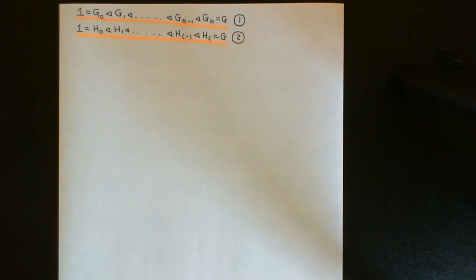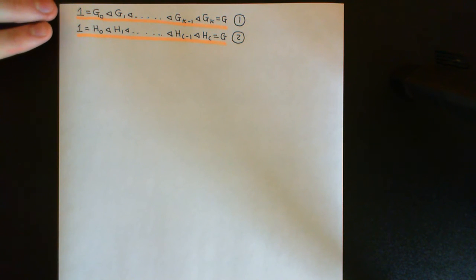Welcome back to this next video in which we are discussing composition series and the Jordan-Hölder Theorem. So we're currently in the process of trying to prove part 2 of the Jordan-Hölder Theorem, which remember says that if we have a finite group and we have two different composition series for it, then there is a correspondence between these two different composition series. Namely, the lengths of these two different composition series will be the same.